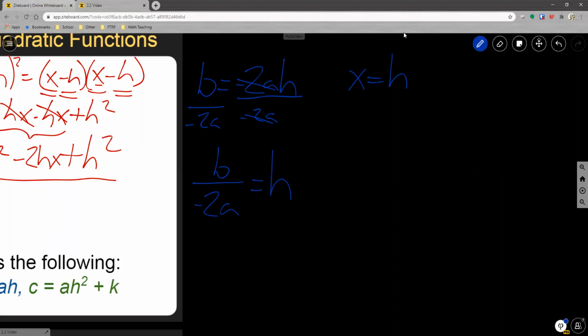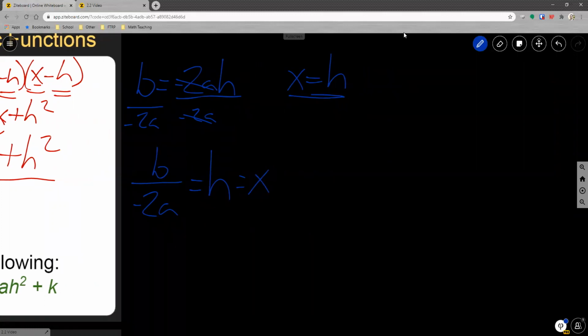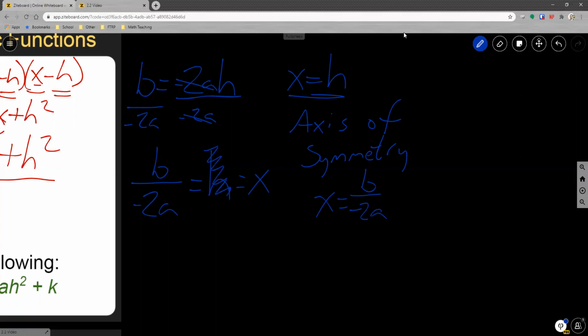But we know that h is also equal to x, which means my axis of symmetry can be expressed as the equation x equals b over negative 2a. In other words, I eliminated that middleman. Since this is equal to this is equal to this, I can get rid of the middle guy, and I know that x is going to be equal to b over negative 2a. So we'll be using this equation to find our axis of symmetry when we're in standard form.